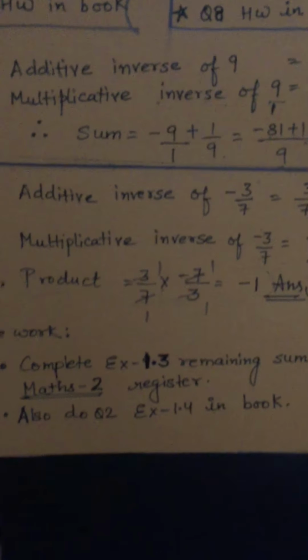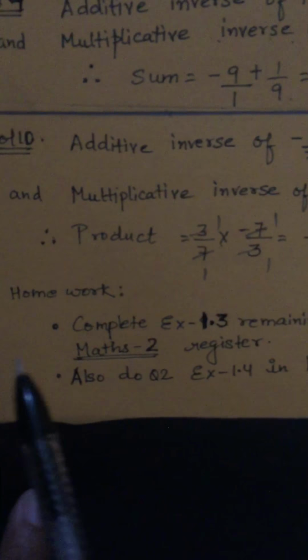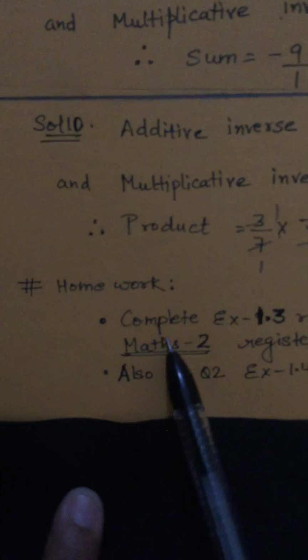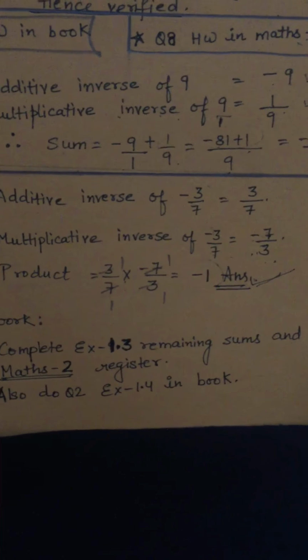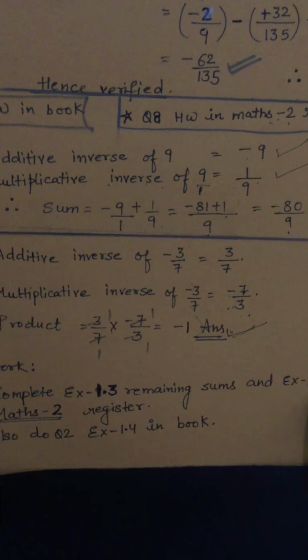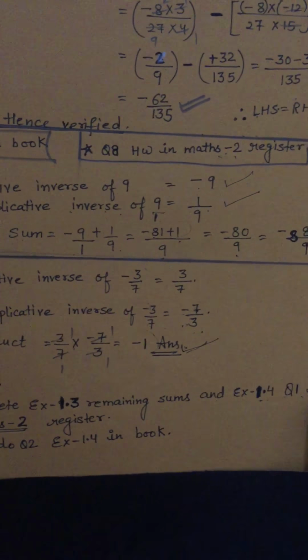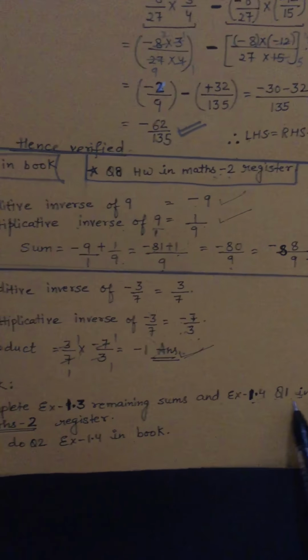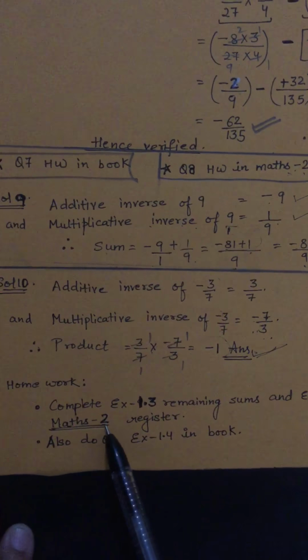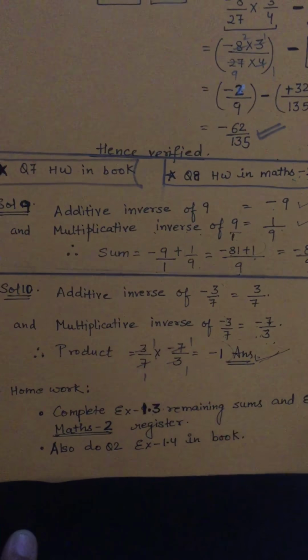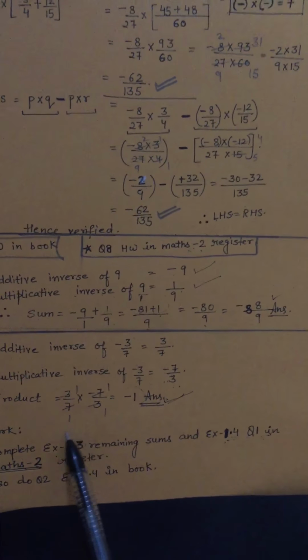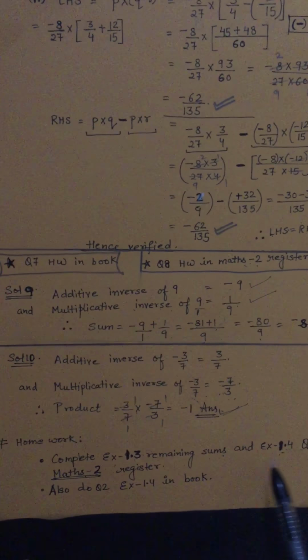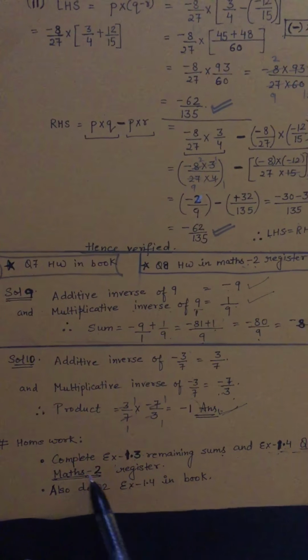So at the end, homework, please make a note of this very clearly. Complete exercise 1.3 remaining sums and exercise 1.4, which will be on division of rational numbers. The very first question is an easy one, I have seen. You can do it all. So that is your homework to be done in Maths 2 register. Please be very clear, 1.3, 1.4, both the exercises you are going to do in Maths 2. Homework for today will be exercise 1.3 remaining sums completed and 1.4 only question number 1 in Maths 2.